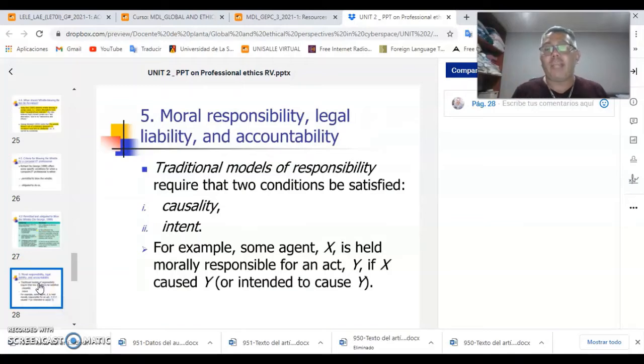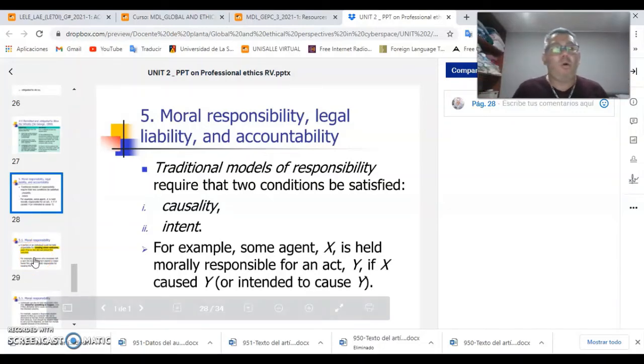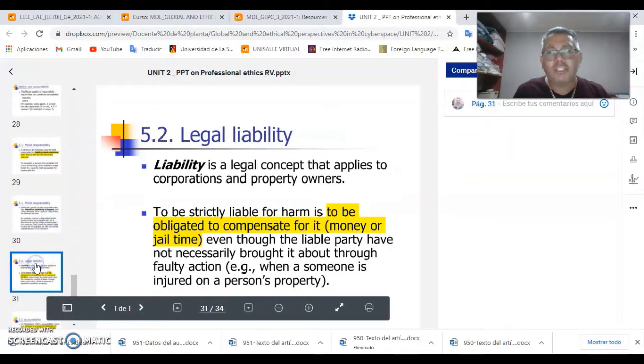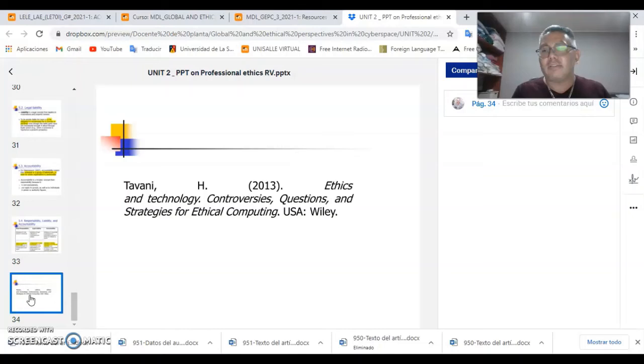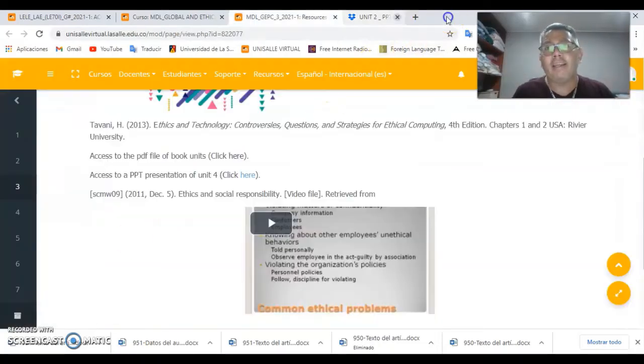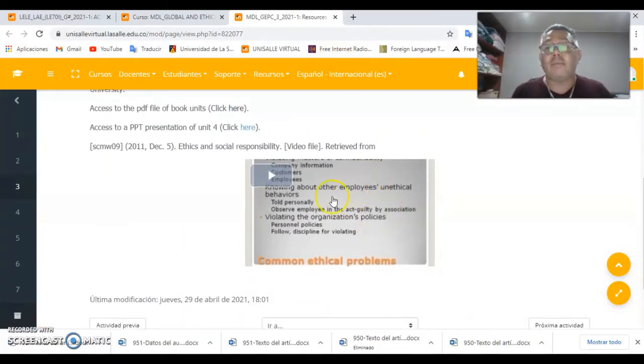Finally, the last part of the presentation is about the comparison and contrast between moral responsibility, legal liability, and accountability. Three concepts that are connected to professional ethics, or the ethics that we need to have when we are professionals. You have some examples, some definitions, and with that, the presentation finishes. So as you see, it's a presentation that summarizes the content from the chapter and presents ideas that are key for Unit 2. Finally, the last resource that you have, an option for you also to check, is this video that you can just click and watch online on our website.